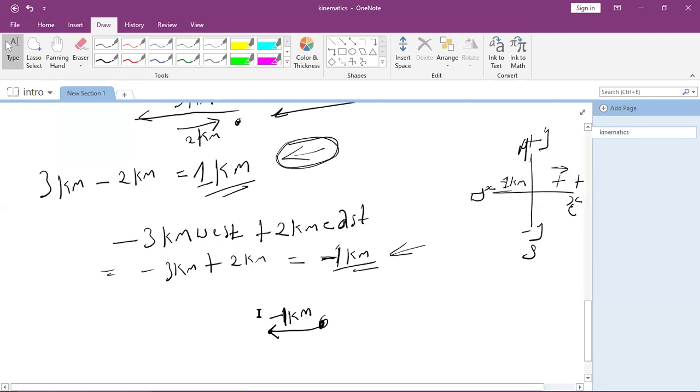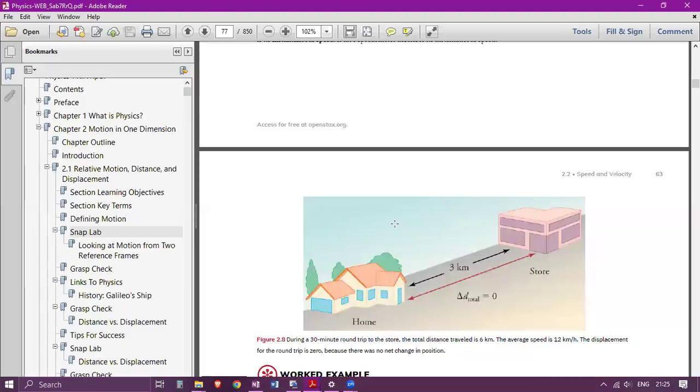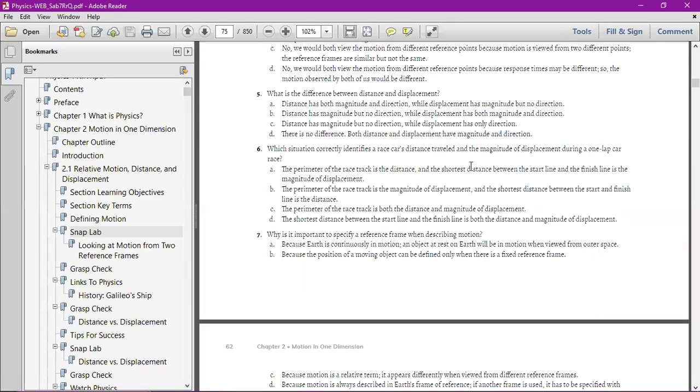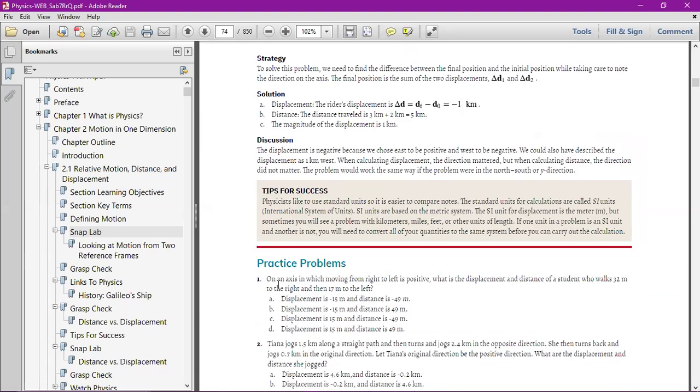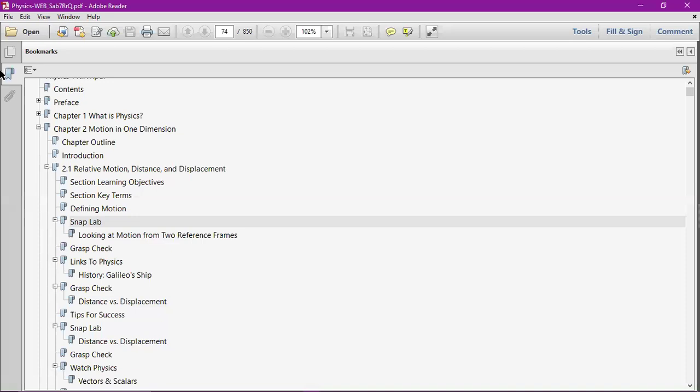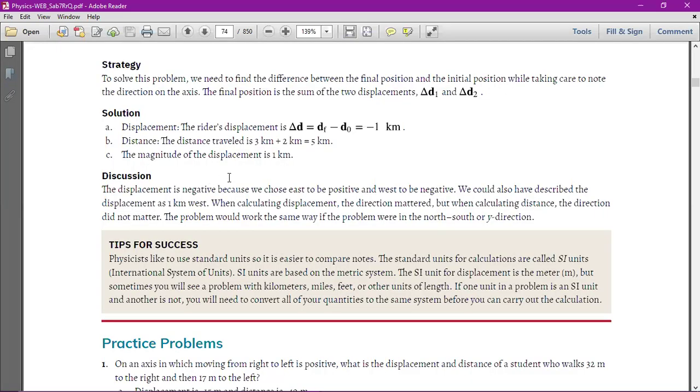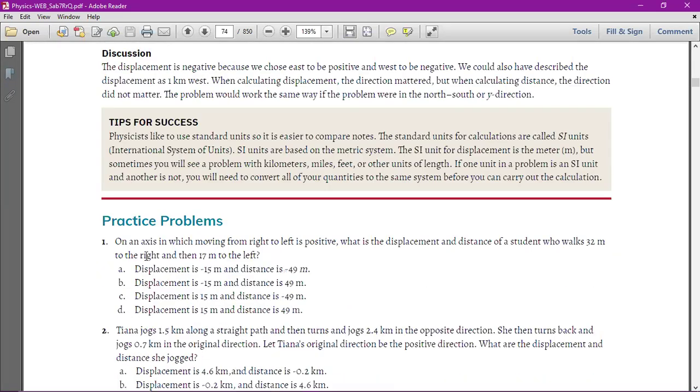Okay, let's take an exercise from the textbook. It might solidify everything for you. Look at this one. Can you see my screen? Let me zoom it. I see the screen very well. What's happening here? All right. It says on an axis in which moving from right to left is positive.